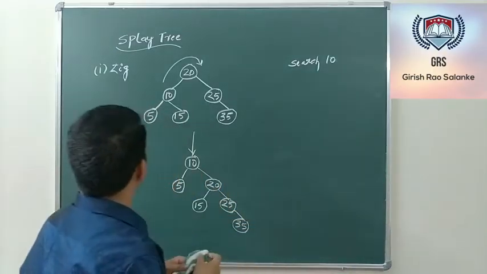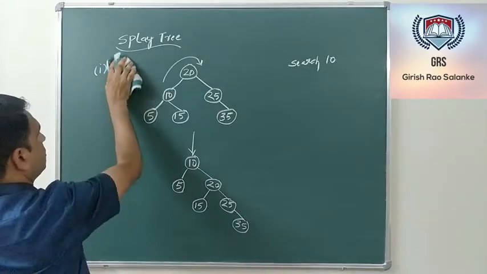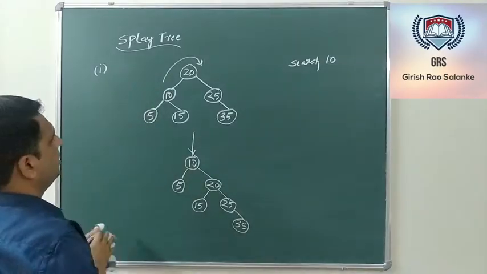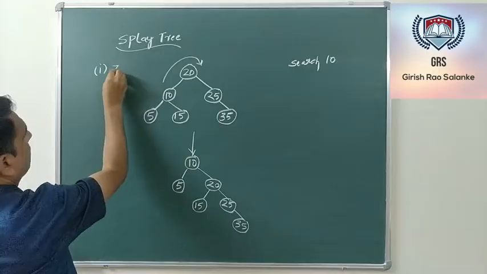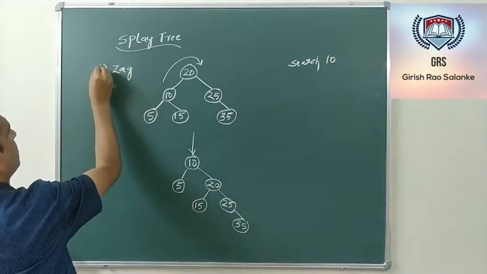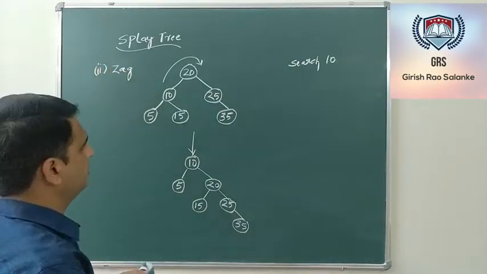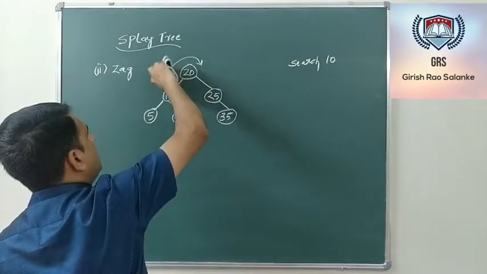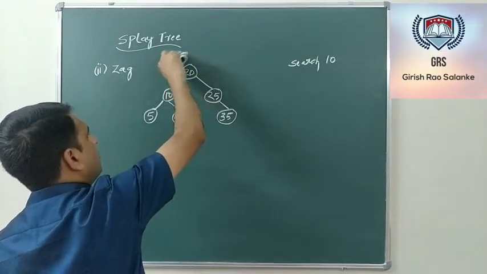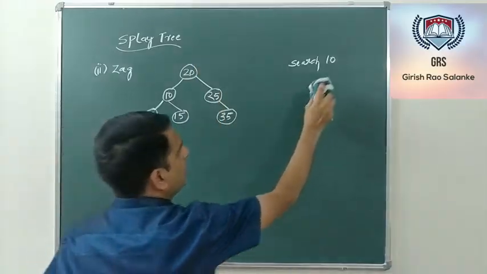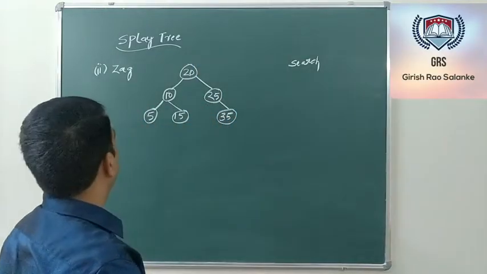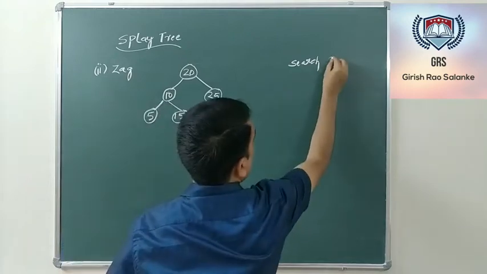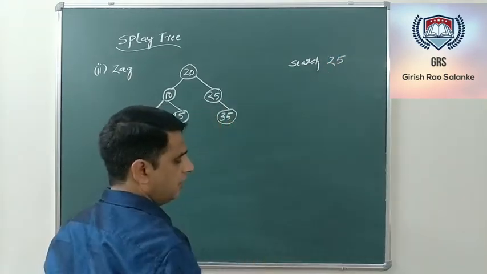Let me go to the next operation. The next operation is by name ZAG. In case of ZAG, let me take the same example, but apart from searching 10, let me search 25.